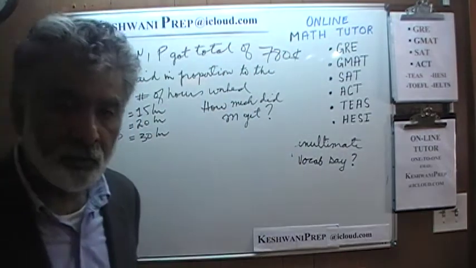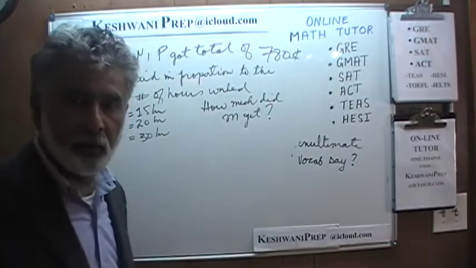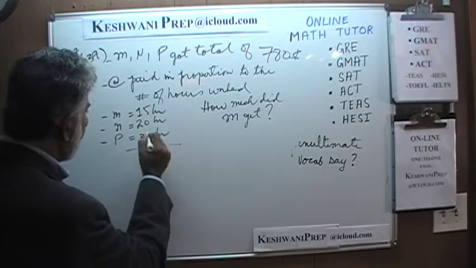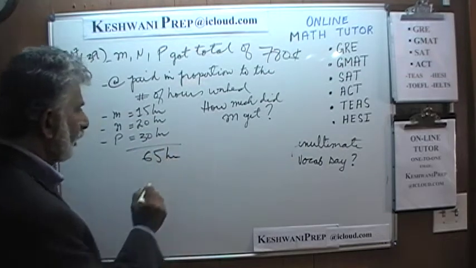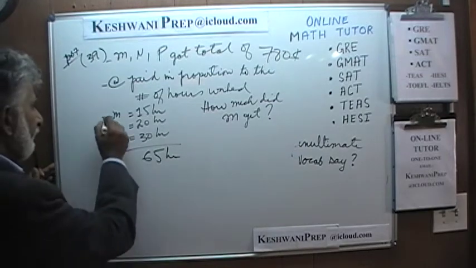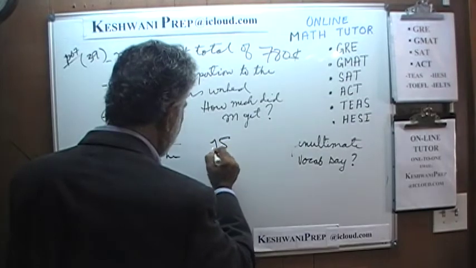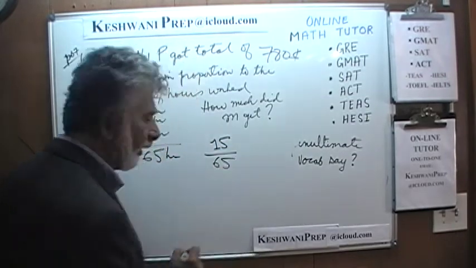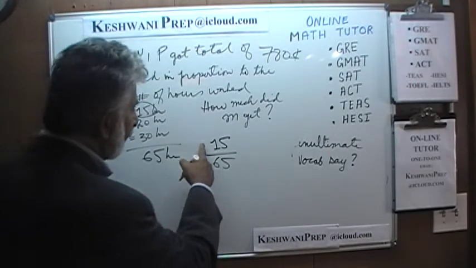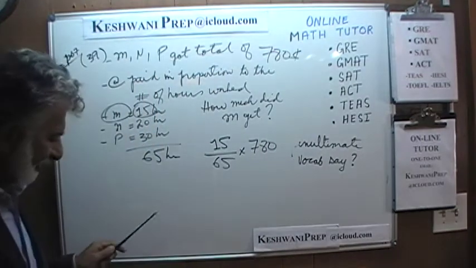So let's find out first how many total hours they worked, because that's going to determine what proportion they're going to get. If you add them up, we get 65 hours they worked totally. We're looking for M. We're not interested in N or P. We're not going to waste our time with it. M, we know, worked 15 hours out of a total of 65 hours. And therefore, that's the proportion he should get. He should get 15/65ths of 780.